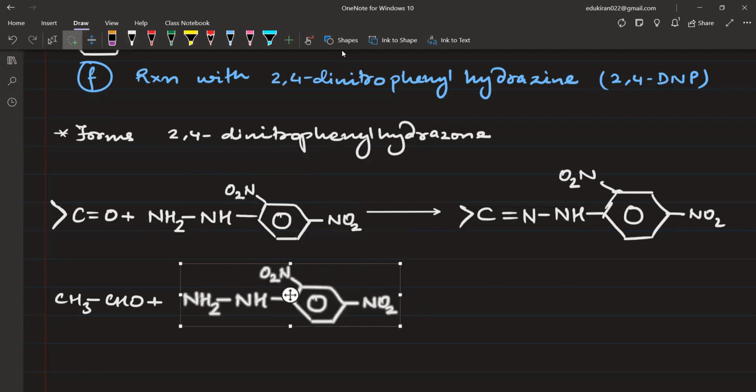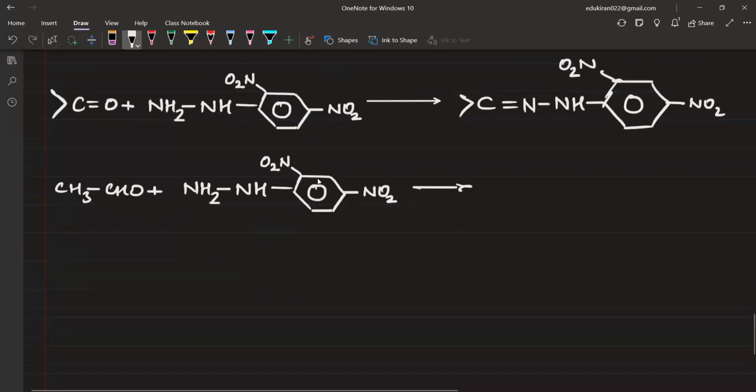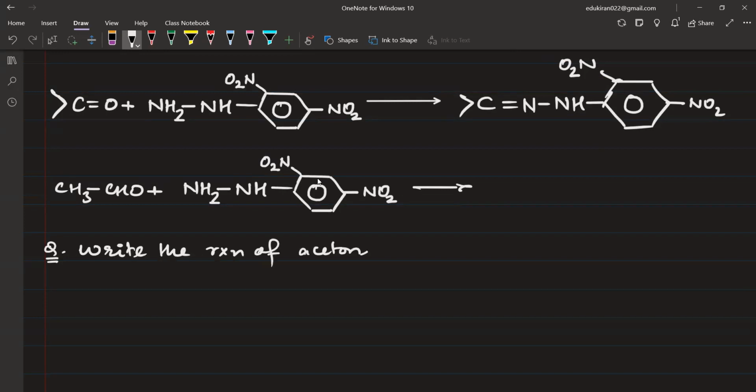ठीक है, इसको तो हमने ऐसे दे दिया है. अब देखिए अगले वाले में, I will write the reaction of acetone with 2,4 DNP. And do these two problems.